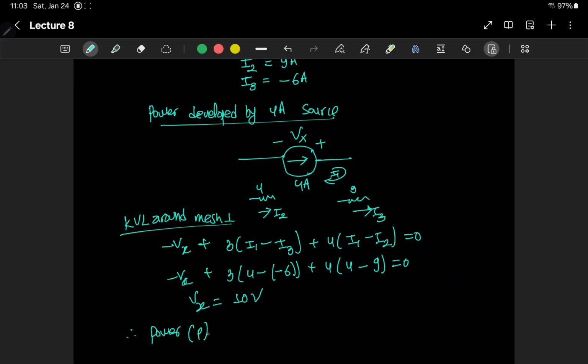Therefore power P is equal to minus V times I. Minus is because we are using the active sign convention: as long as current is leaving the positive terminal, we use this formula. So minus V is 10 volts and I is 4 ampere, equal to minus 40 watts, and again the negative sign implies that the current source is delivering power.